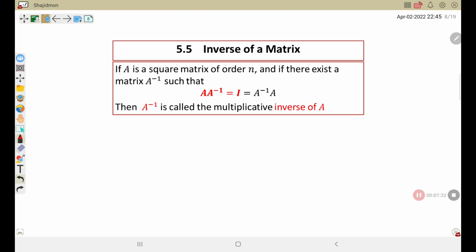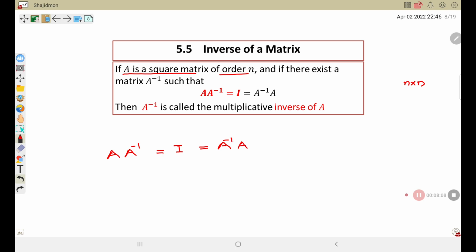You can see, if A is a square matrix of order n, okay, order n means it is an n by n matrix. Order n means the number of rows is n and the number of columns is n, because it is a square matrix. And there exists a matrix A inverse such that when we multiply A and A inverse, the answer is equal to I. I means the identity matrix. You remember, we know what the identity matrix is, correct? It is the same as A inverse multiply A.